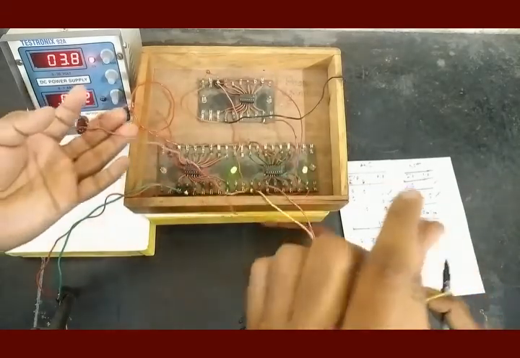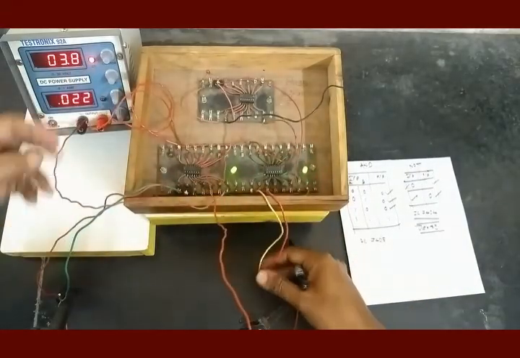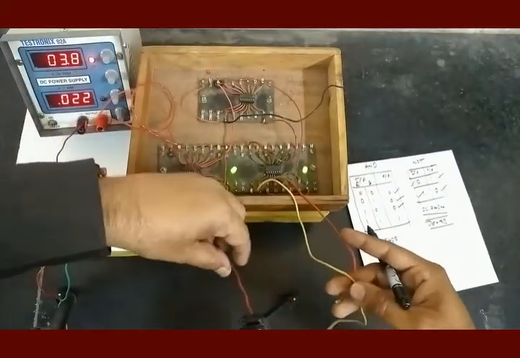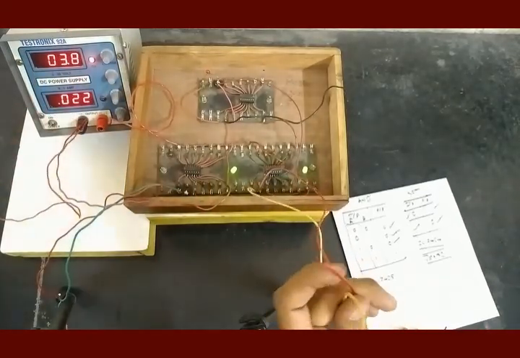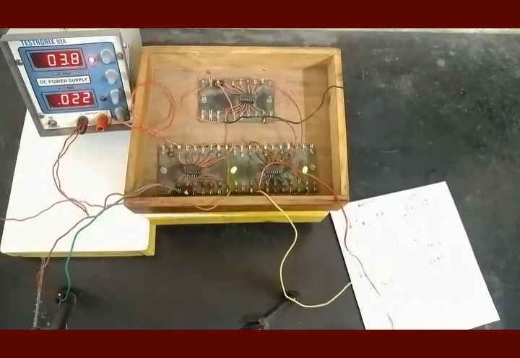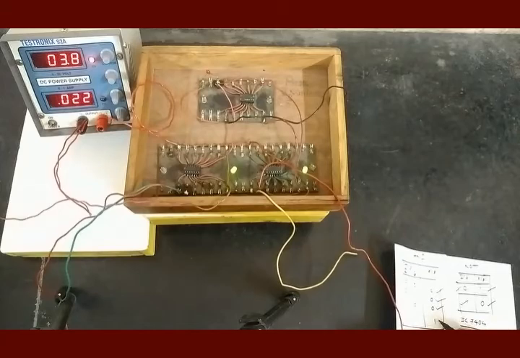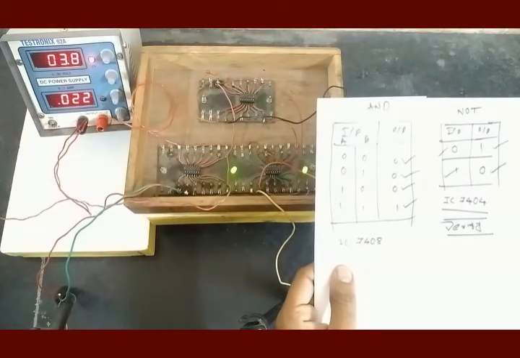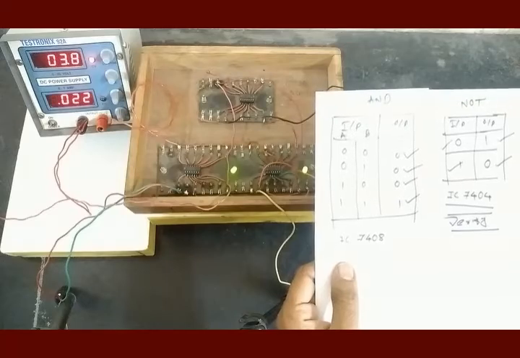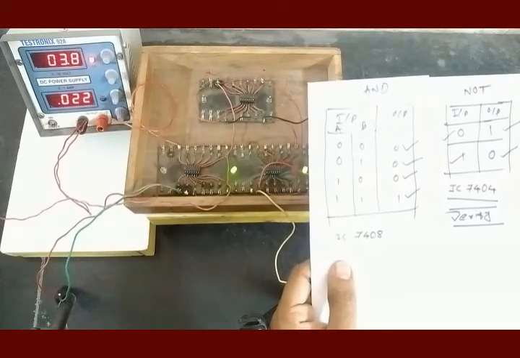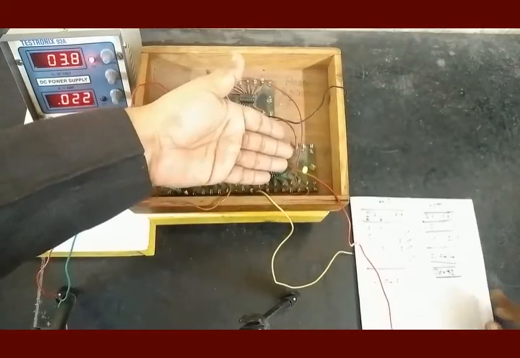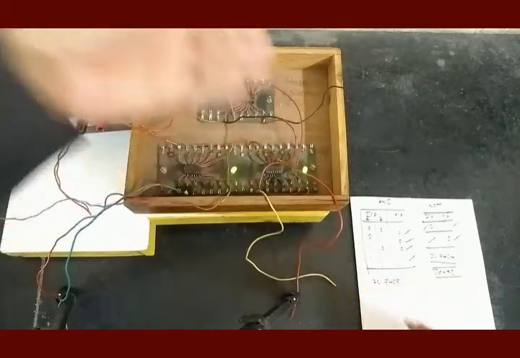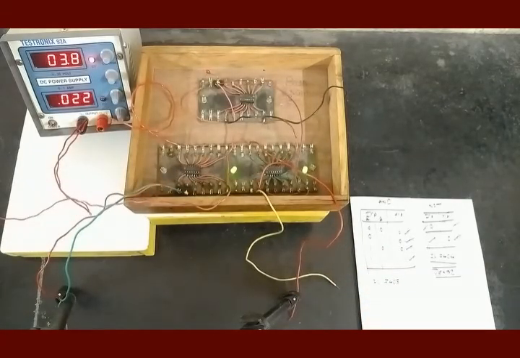For the last condition, we have to keep A and B both 1. To keep A and B both 1, this ground wire is taken away. It is not connected to either A or B. A and B both are held open. When both are held open, A will be equal to 1, B will be equal to 1. When A is 1, B is 1, in the truth table, we find that output is also 1. Come to the circuit here of the AND gate, and you will find that for this condition the circuit shows output equal to 1, or high output.